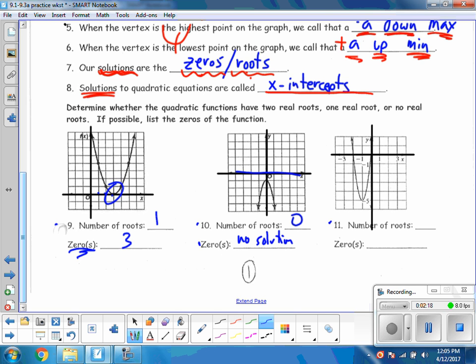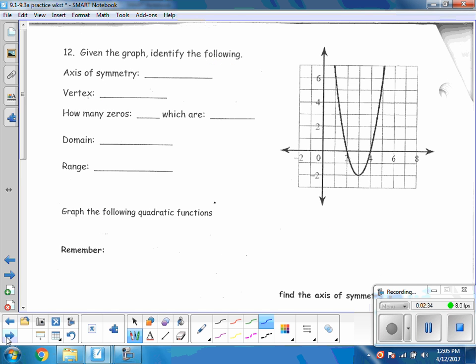And for number 11, this crosses the x in 2 places. So it's going to be right here and right here. So we would say there's 2 roots. And the zeros are going to be at -2 and 0. Number 12, why don't you go ahead and press pause and maybe fill this sheet out and then come on back and let's see how you did on them.